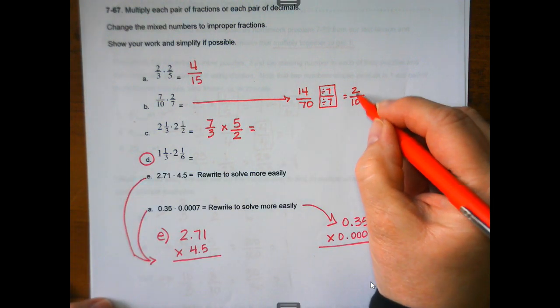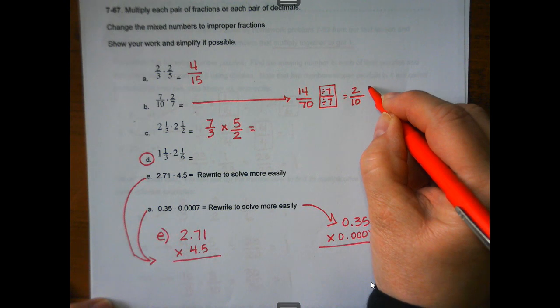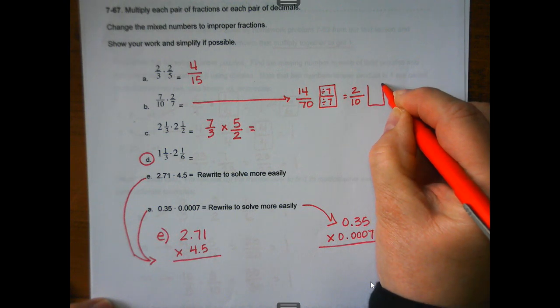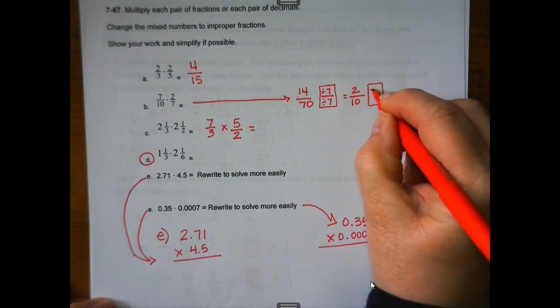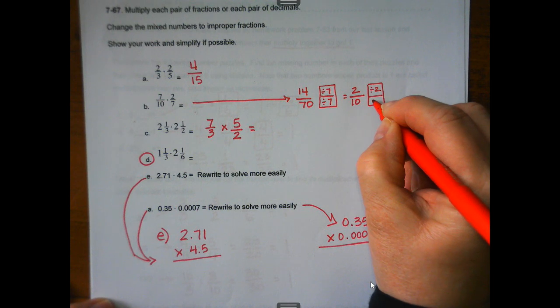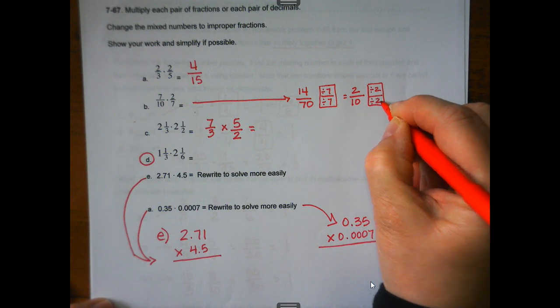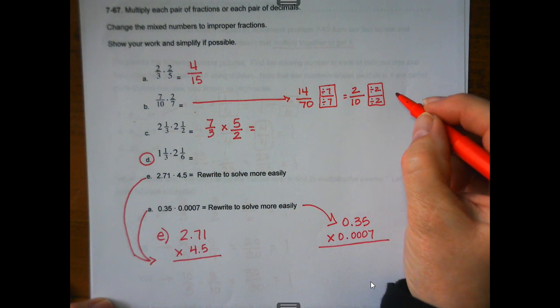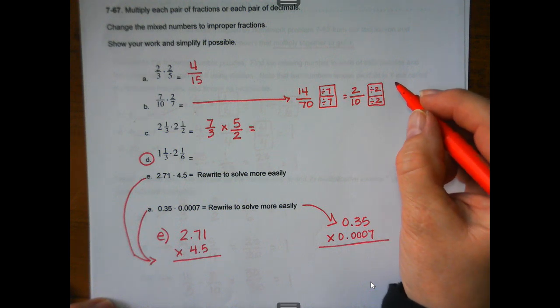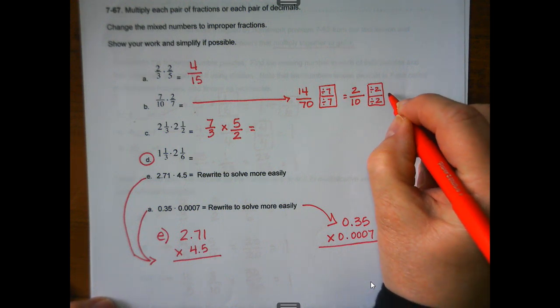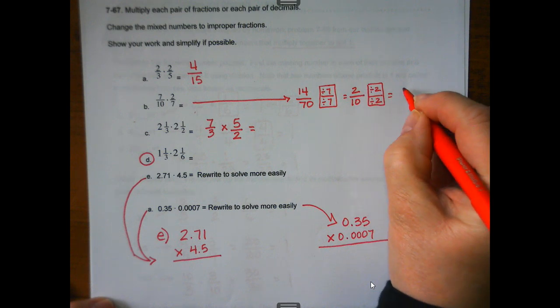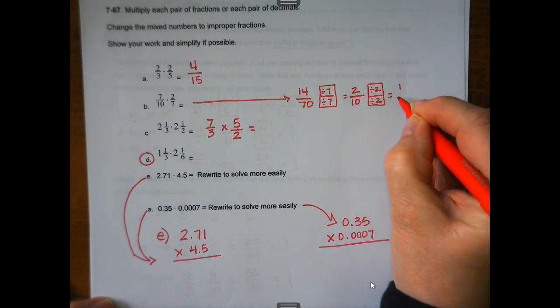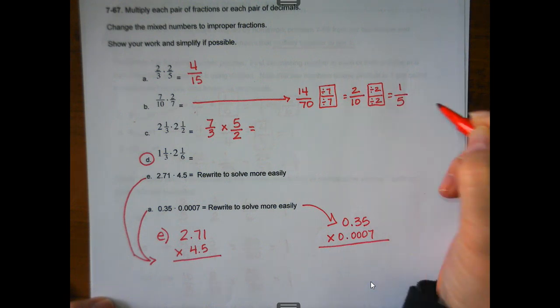And I know that these two parts of the fraction have another factor that's in common, and that's the number 2. So I could reduce this fraction by dividing the numerator and denominator both by 2, and I would end up with 2 divided by 2 is 1. 10 divided by 2 is 5.